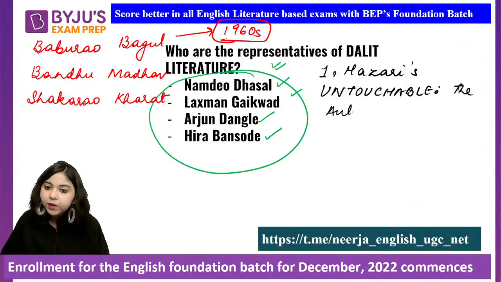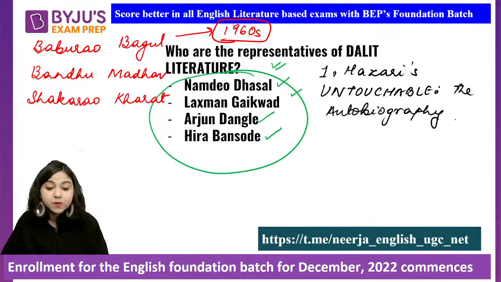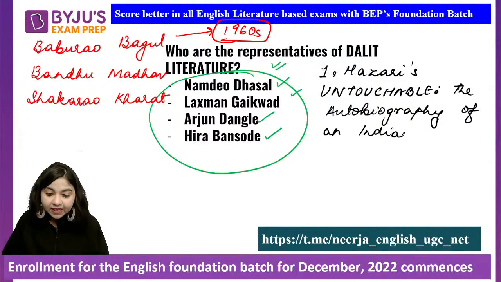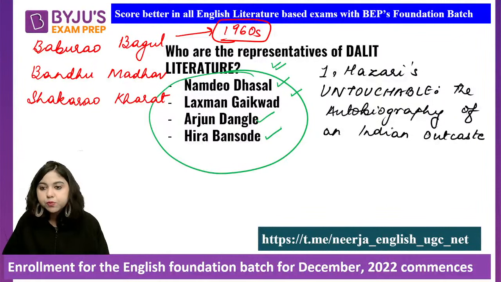Autobiography is, by the way, a major form of writing which is being used by them, because through their own experiences they are representing the experience of the community. You have to keep that aspect also in mind. So Hazari, Untouchable, the autobiography of an Indian outcast.